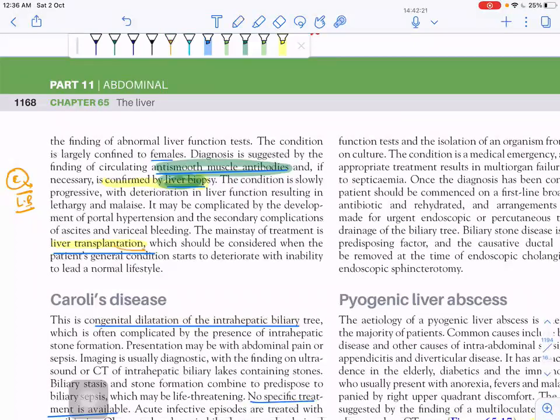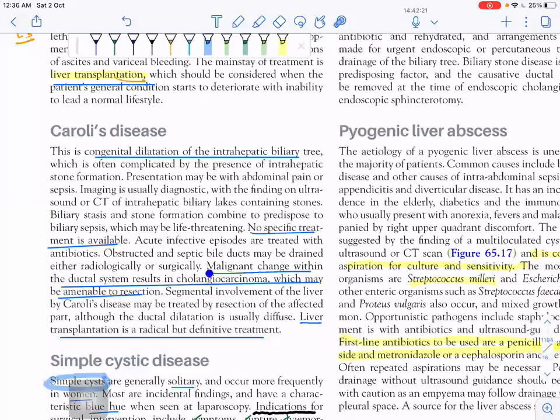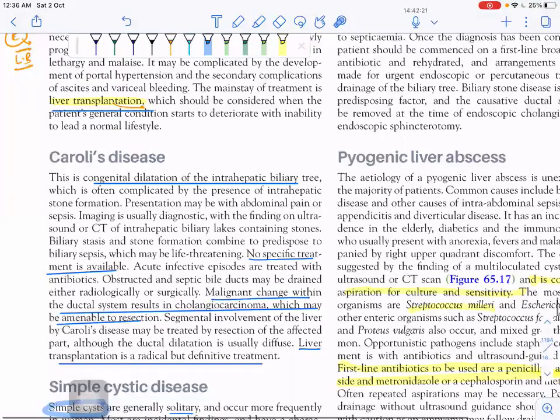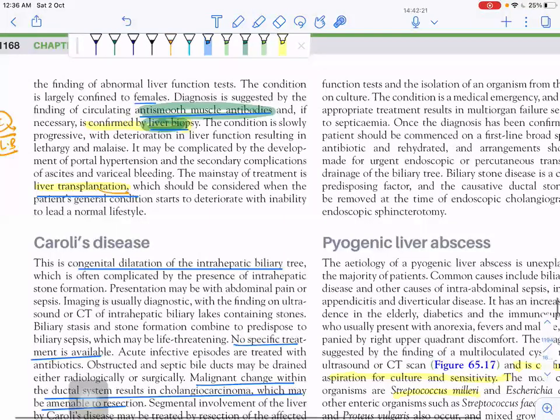Caroli disease is a congenital dilatation of the intrahepatic biliary tree, so no specific treatment is available. Malignant change within the biliary system can result in cholangiocarcinoma, which may be amenable to resection. Liver transplantation is a radical but definitive treatment. So the ultimate treatment option for PBC, PSC and Caroli disease is liver transplantation.